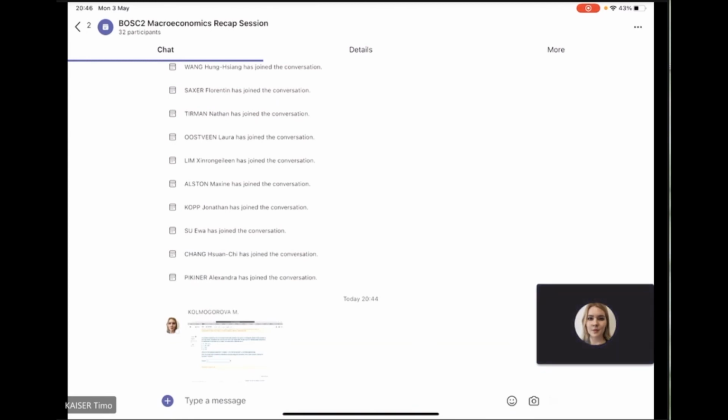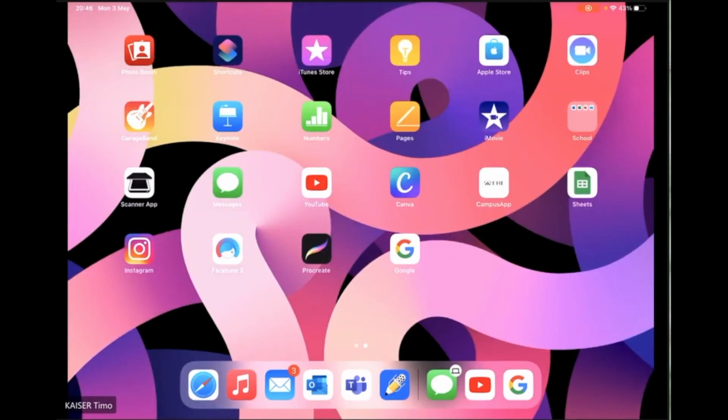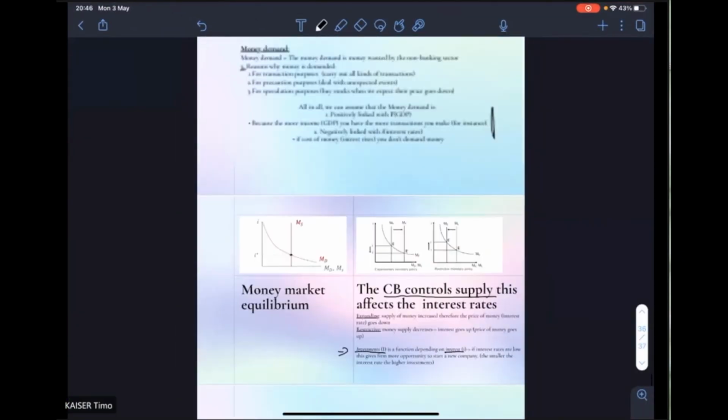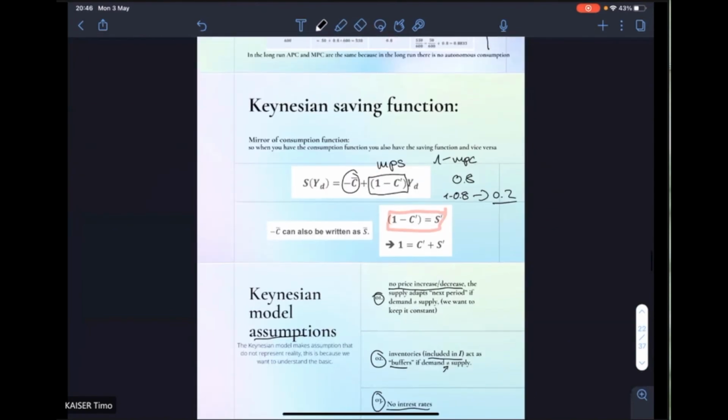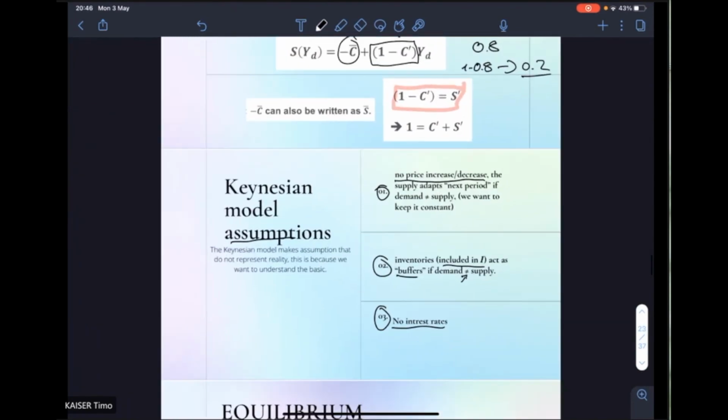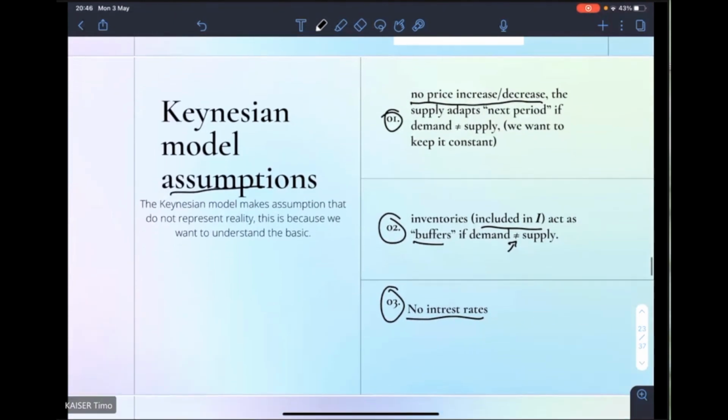Are there any other questions? Yes, Chloe? Hello. Thank you so much for helping us. I wanted to ask you, when you talked about the assumptions, I wasn't really sure about the one for inventories. I'm not sure I understand what it means. Okay, inventories.